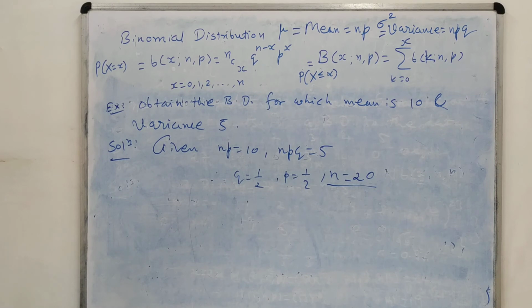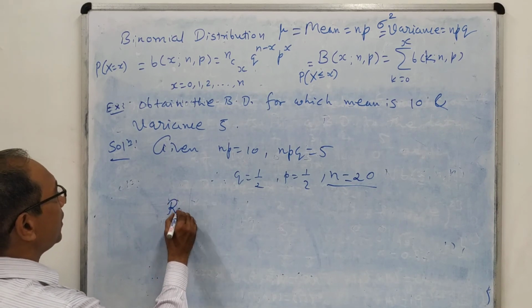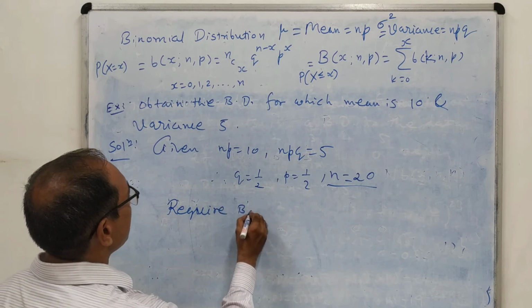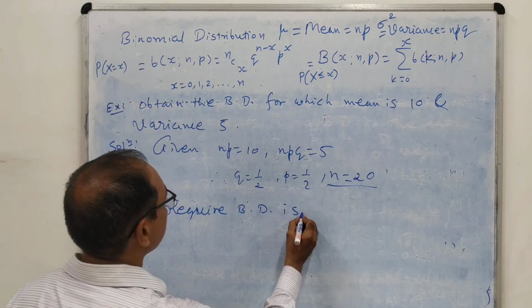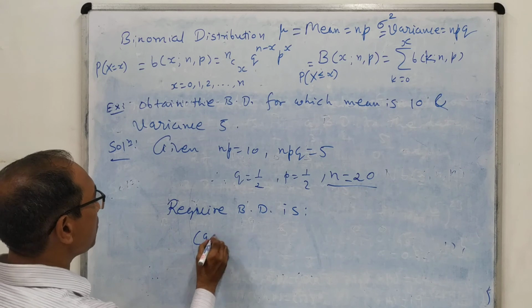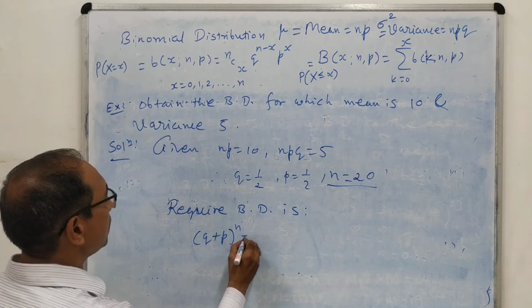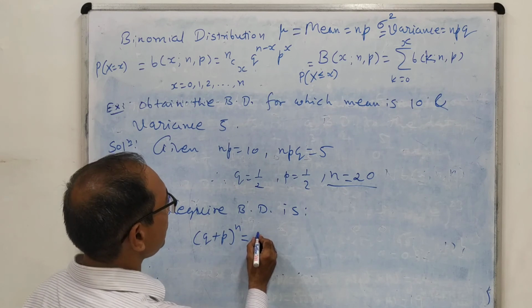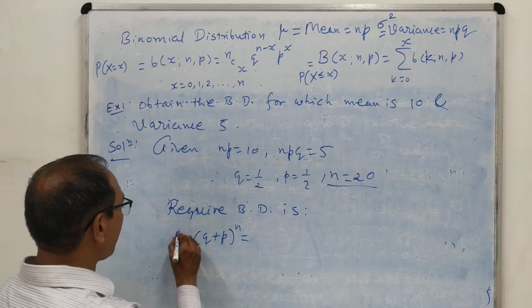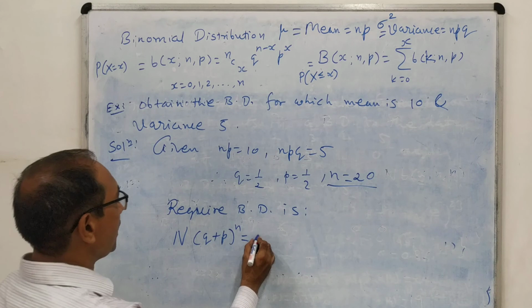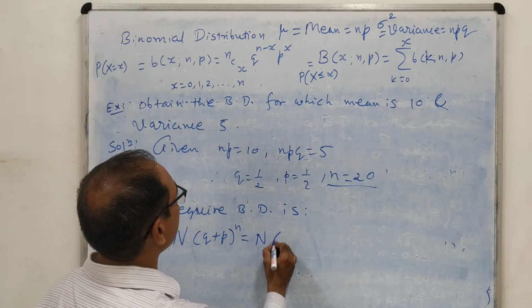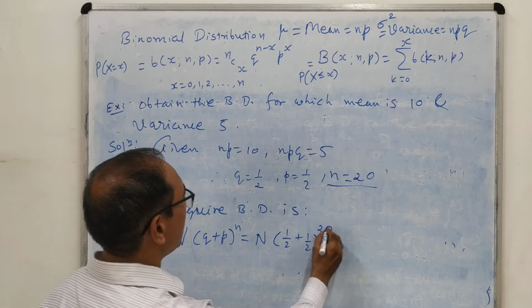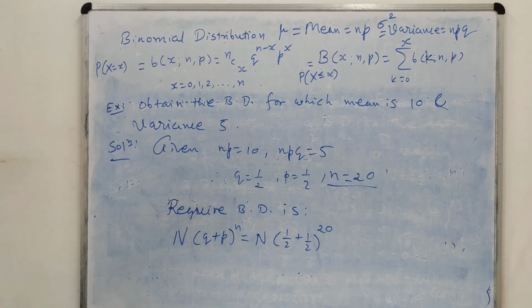So instead of this you can directly write down the required binomial distribution, given by (q plus p) whole raised to n. Here q is 1/2 plus p is 1/2, whole raised to n, which is 20. Okay, so this is sufficient.